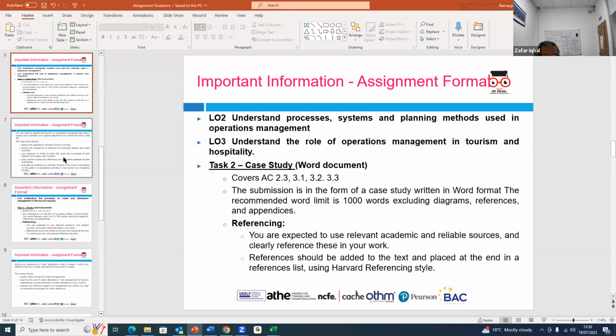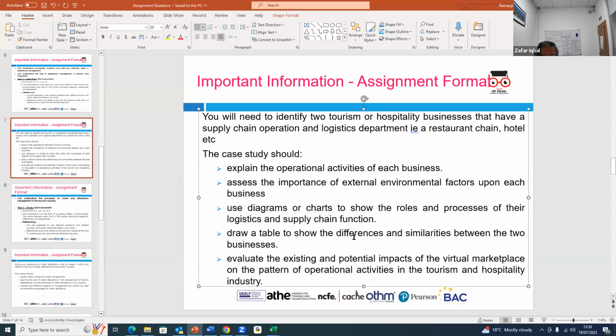And then it says here, sorry, where's it gone? Draw a table to show the differences and similarities between the two businesses, right? So of course you can put them in a table format, differences and similarities, yeah, in a table, very straightforward.